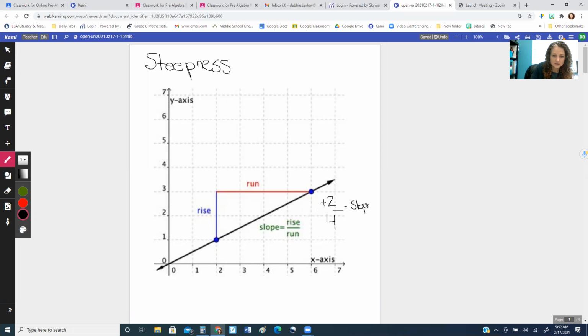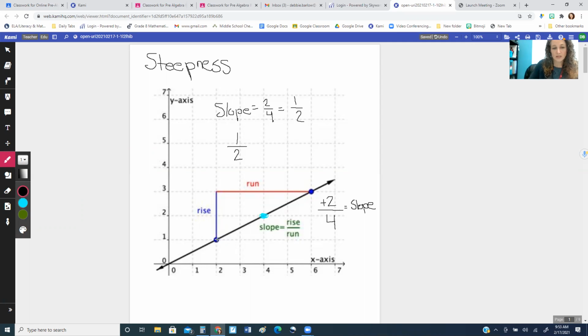Now, here's the deal. That's not a proper fraction, so we can reduce it. We could say this slope is 2 over 4, and we wouldn't be wrong, but it's also 1 over 2. And actually, if we look, we could have chosen this point right here instead of this point, and we could have said I'm going to go up 1. So my rise is 1, up 1, and then to the right, boom, boom, 2. So 1 over 2.